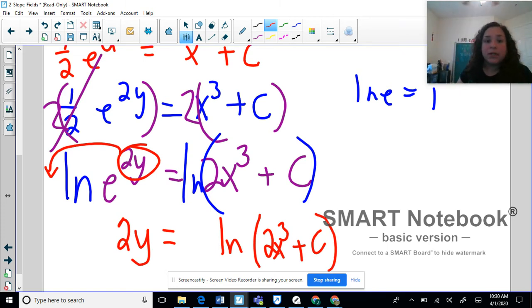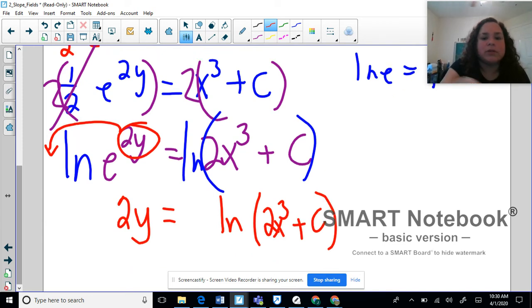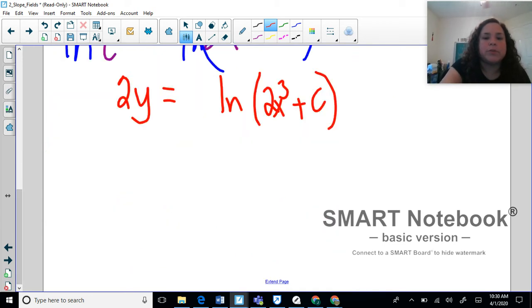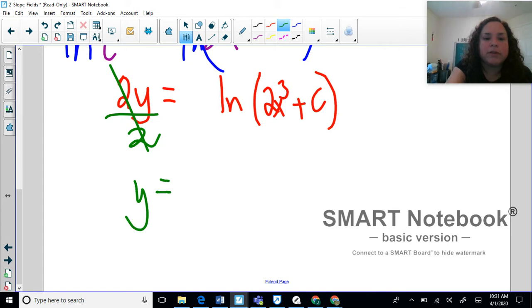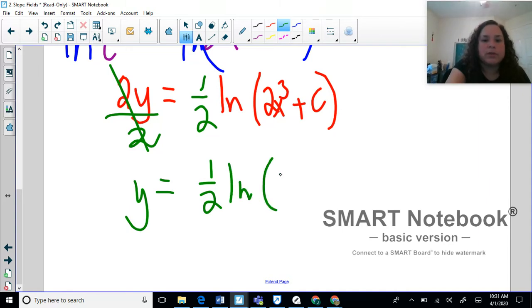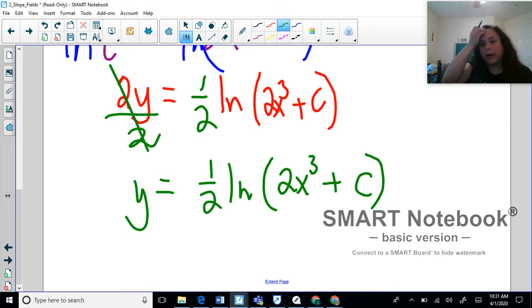We're almost done getting y by itself, but we still have that 2. So we divide both sides by 2, which leaves y by itself. On the other side we have a 1/2 in front, because dividing by 2 is like multiplying by 1/2. So y equals 1/2 ln of the quantity 2x cubed plus c. There's what we call our general solution, because we have a plus c.